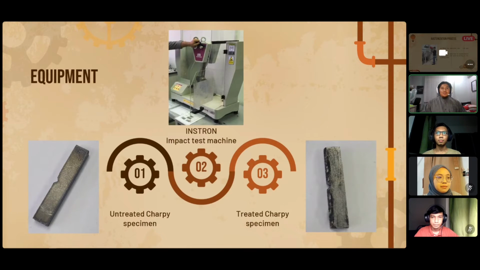Here is the equipment. First, we need the untreated Charpy specimen, the Instron impact test machine, and the treated Charpy specimen.